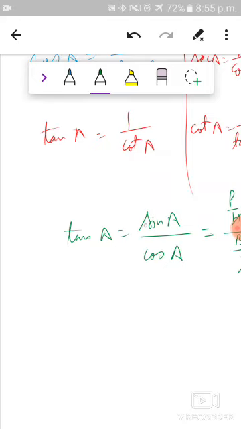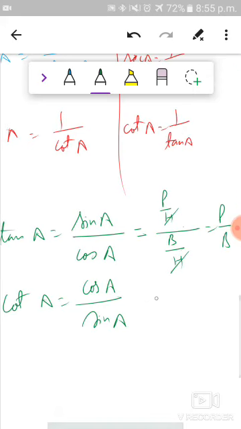And if tan A is sin A by cos A, then cot A will be cos A by sin A. Clear? You can check it. Cos A is base upon hypotenuse. Sin A is perpendicular upon hypotenuse. H cancels by H, that is base upon perpendicular.